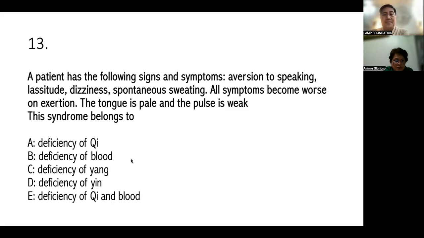Yes. 13. A patient has the following signs and symptoms: aversion to speaking, lassitude, dizziness, spontaneous sweating. All symptoms become worse on exertion. The tongue is pale and pulse is weak. This belongs to... What's your answer? Letter A, deficiency of qi. Okay. Ang keyword dito, becomes worse on exertion. Okay?